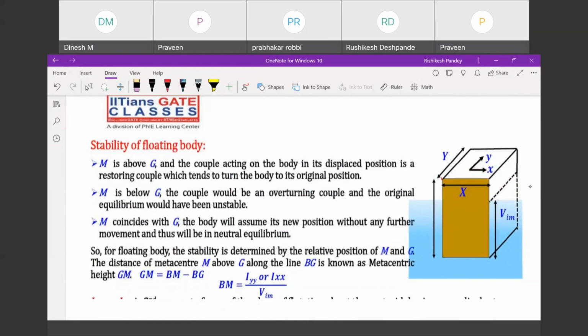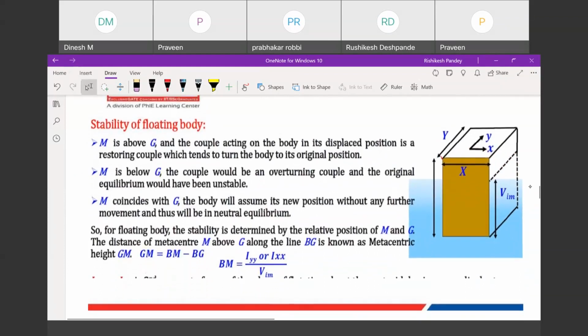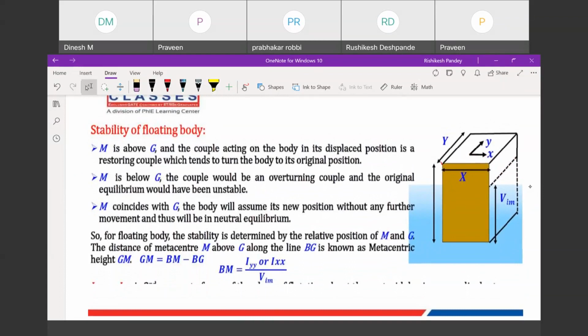It has a metacentric height, a center of gravity, and a center of buoyancy. So here B, G, M, three things are there. In the previous case, we had only center of buoyancy and center of gravity. Here one more center will come, which is the metacenter. First we'll try to understand that one.